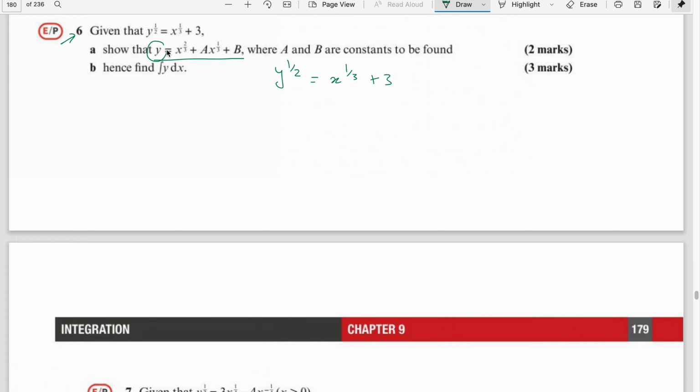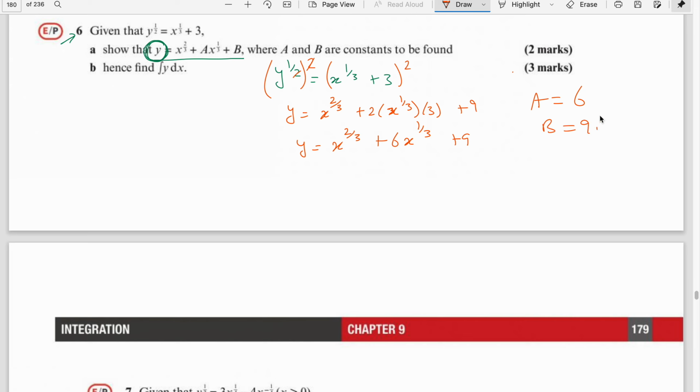You see, when we have to show this is a single y, that could be achieved by squaring both sides. So if we just take the square on both sides, this is y, and that is a plus b whole square, which is a square plus 2 into a into b plus b square. So y is equal to x raised to power 2 by 3, and 2 times 3 is 6, x to the 1 by 3 plus 9, where a and b are constants to be found. So a is equal to 6 and b is equal to 9.